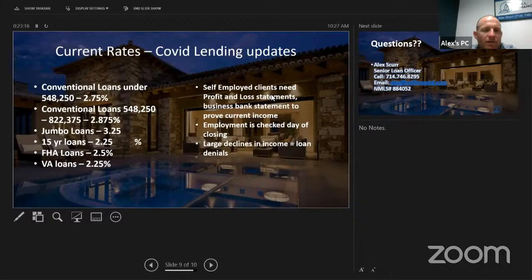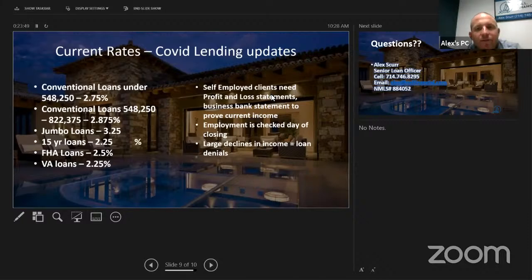The loan amounts there for you in the slide. Jumbo loans are over 3. They're right around 3.125 to 3.25. And FHA loans, 15-year loans are 2.25. FHA loans are definitely pretty low, 2.25, 2.5. The VA loans are the best loan in the business, 2.25% there for you.